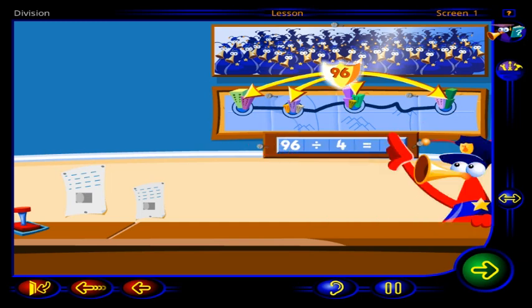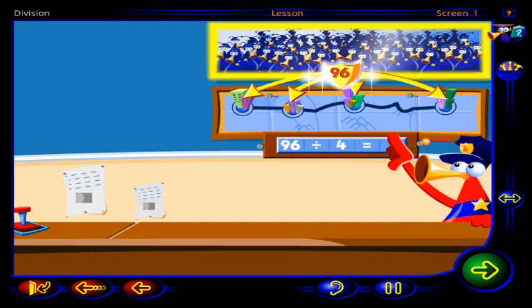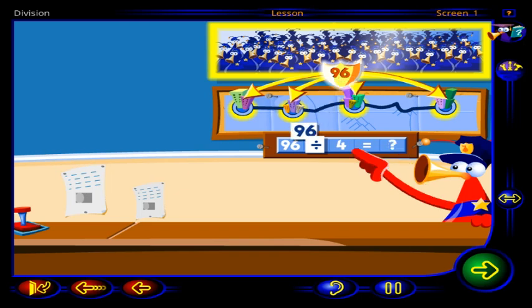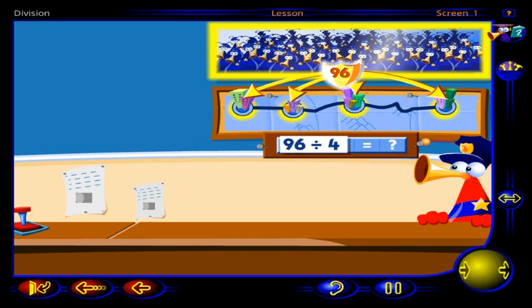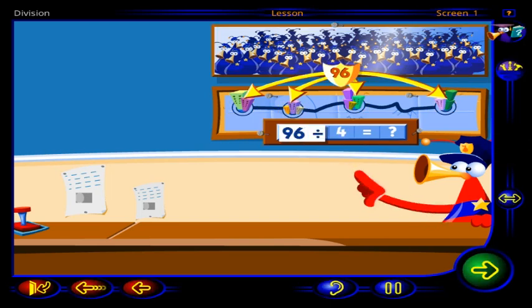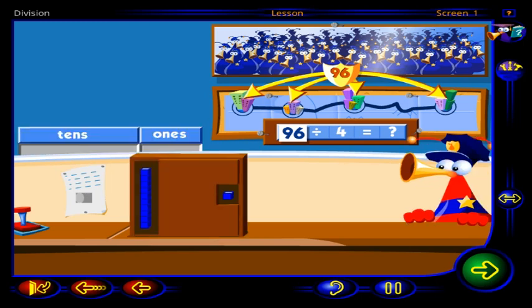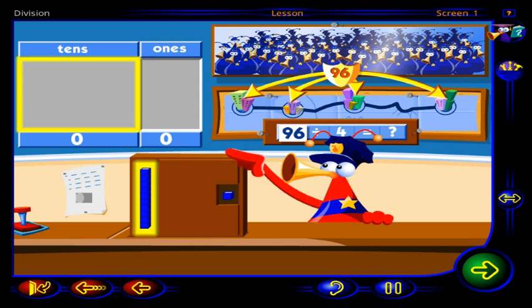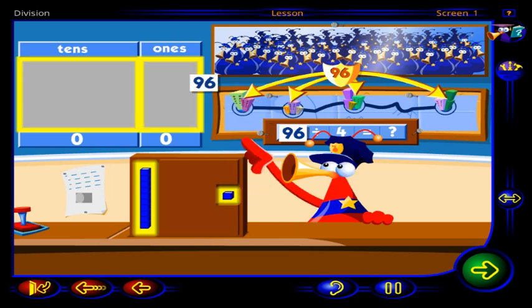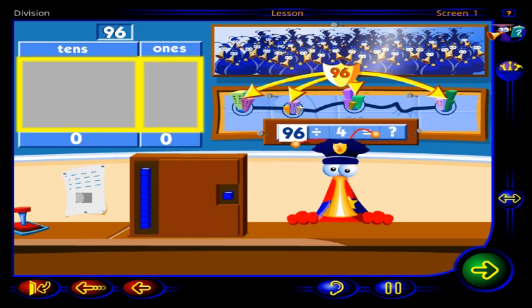To group 96 officers so that the same number of officers go to each town, you can divide the total number of officers, 96, by the number of towns, 4. 96 divided by 4. Let's start by showing 96 using blocks. Drag 10s here and 1s here to show 96. Then click OK.